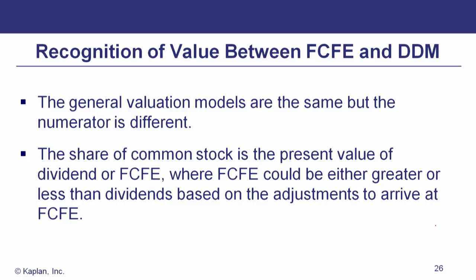Now, conceptually, you may imagine that FCFE is the cash that is available to be paid out in dividends, versus dividends, which is actually paid. So you may be inclined to think that the numerator is always higher vis-a-vis the dividends. Well, not so, because at some point in time, when the company becomes a mature company, when it is growing at a constant rate, your FCFE and DDM should match, which should be equal.